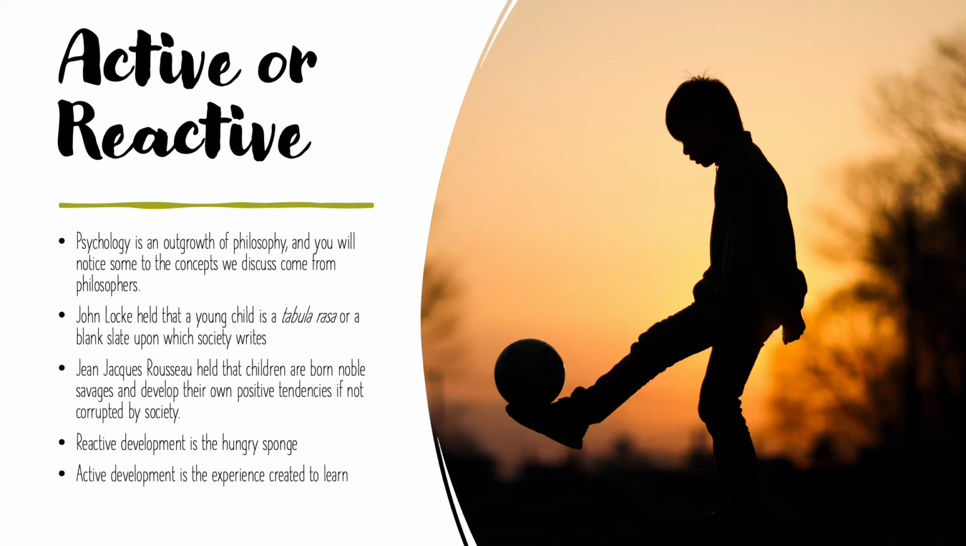John Locke was a 17th century philosopher and physician who is known for his theory of mind and is credited for the conception of identity in the self. He said that a young child is a tabula rasa, or a blank slate. This is an important concept for you to remember because how a child develops is dependent on their experiences.